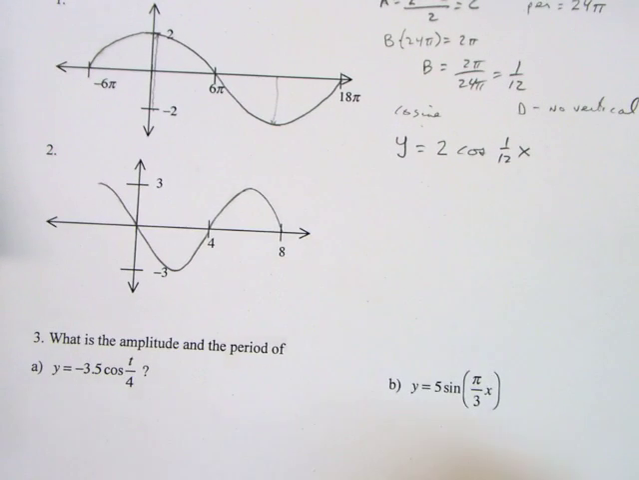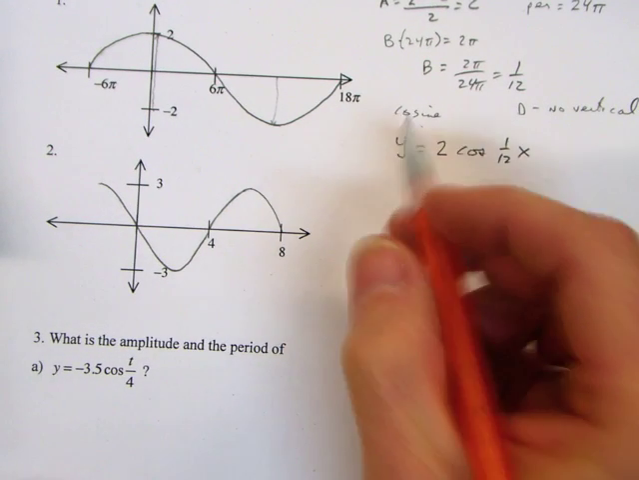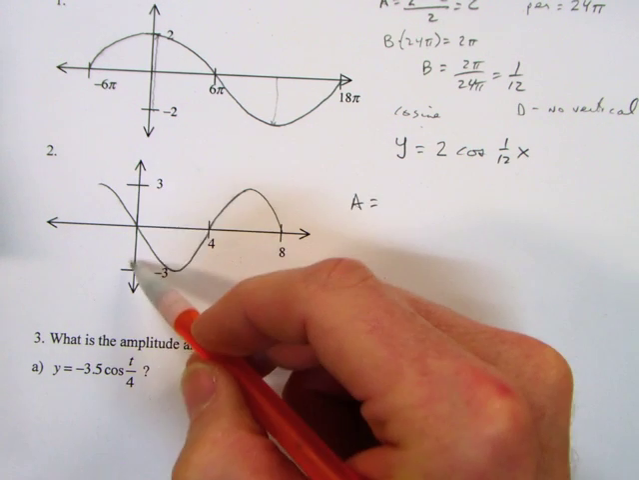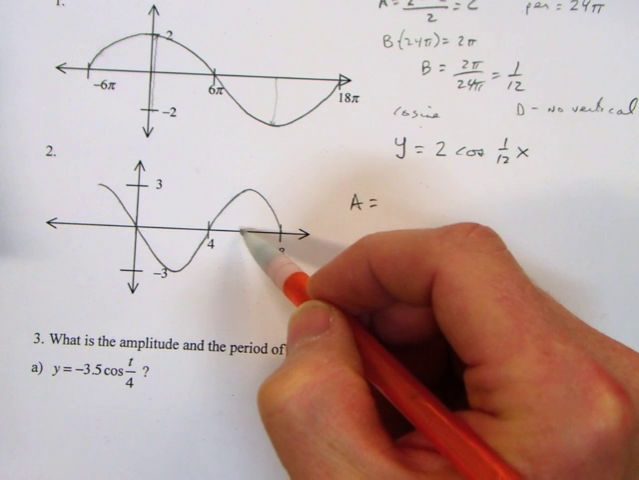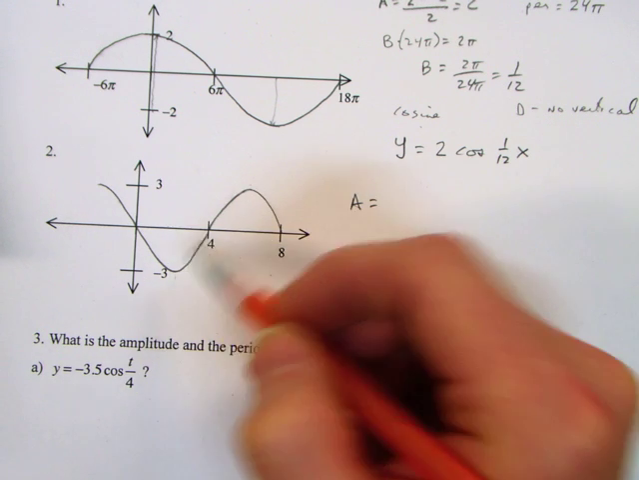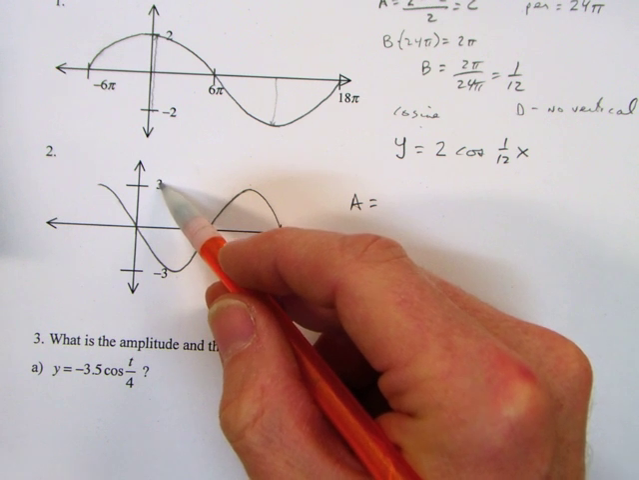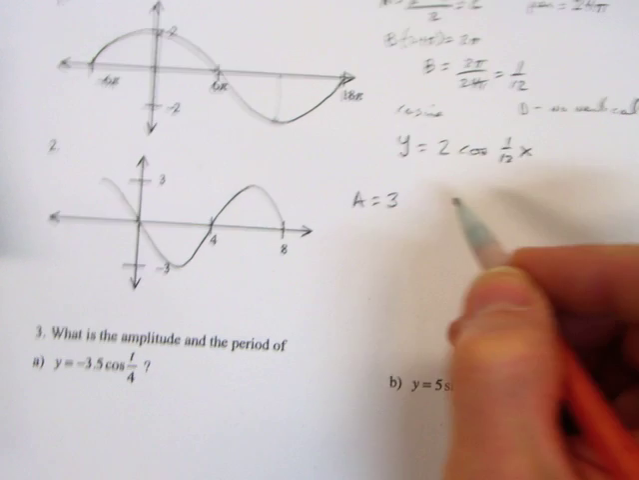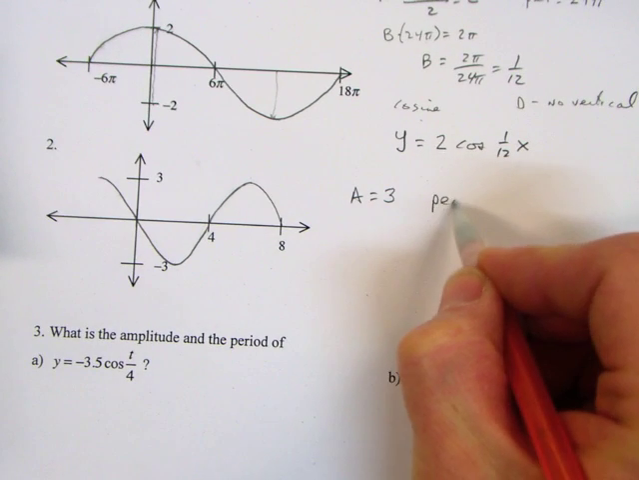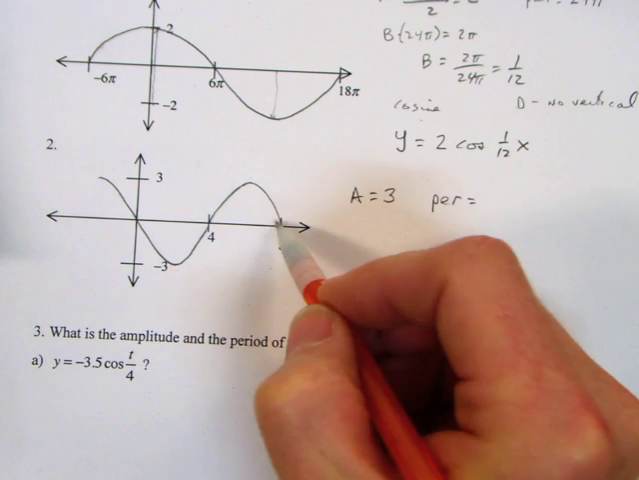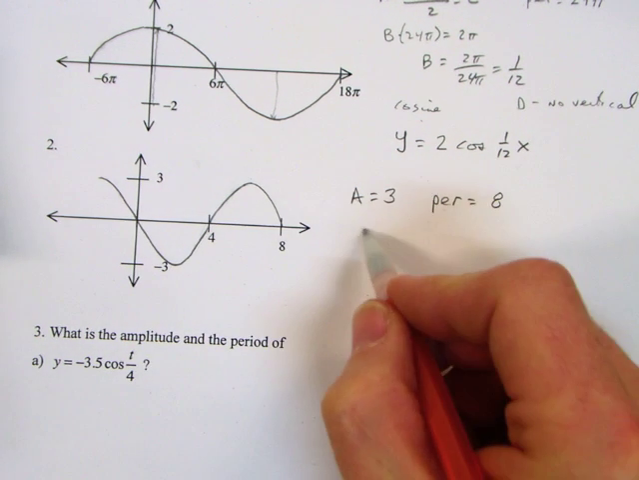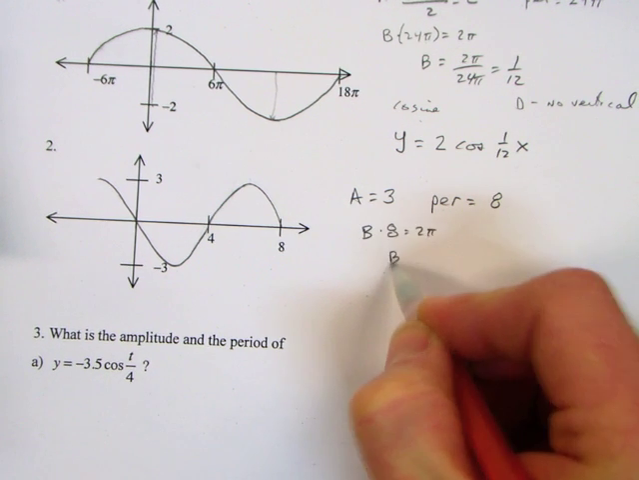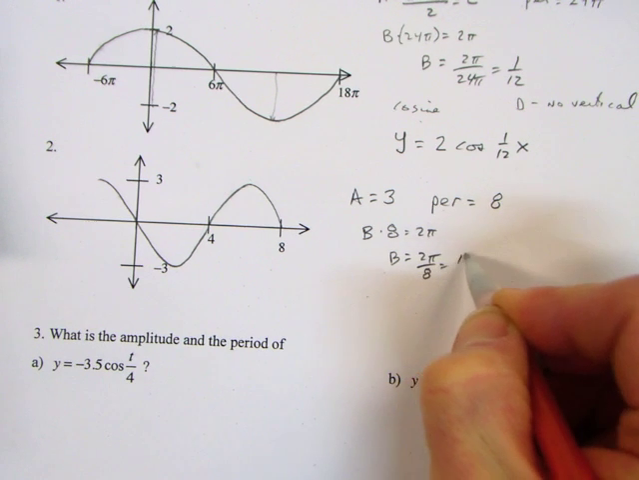What is the a value? A is going to be our max minus min divided by 2, or we can say the distance from the midline to the max, or distance from the midline to the min. And when you see that the upper number and the lower number are the same except for opposite in sign, that's just telling us it's 3. What's our period? Period's how long it takes to repeat. We're going to take 8. So that means b times 8 is 2 pi, or in other words, 2 pi over 8, which is pi over 4. Now in this case, what trig function are we dealing with?